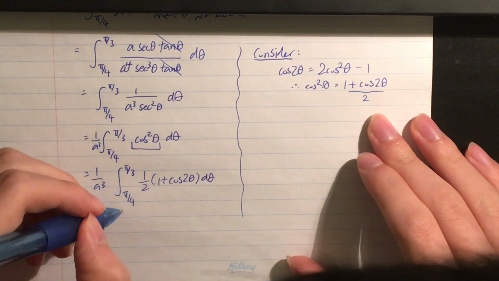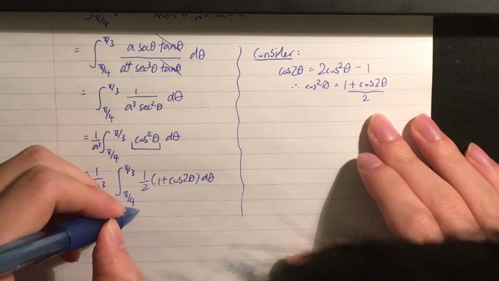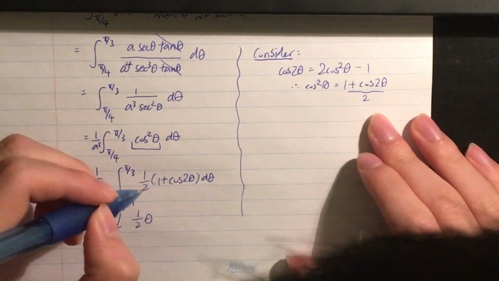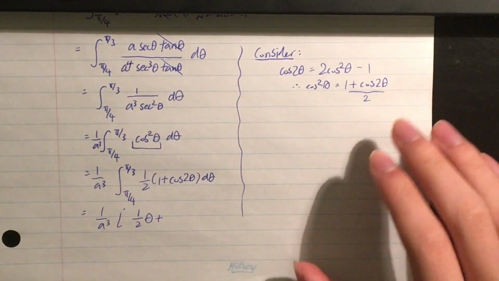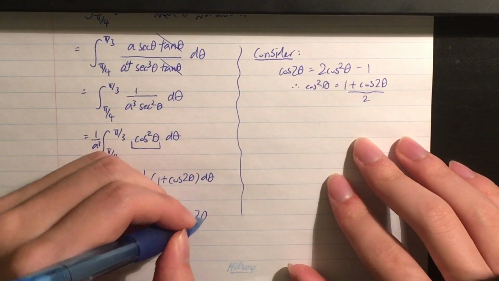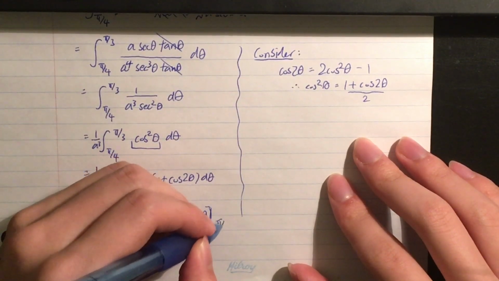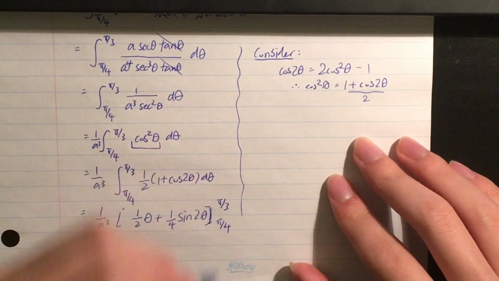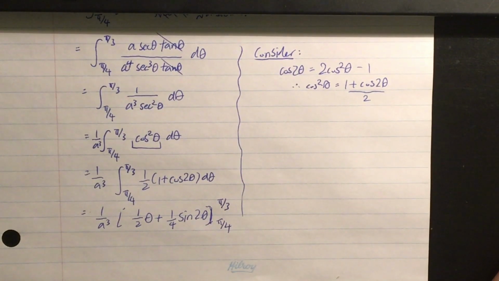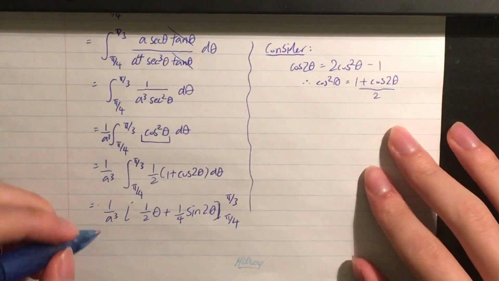So this becomes one half theta plus one quarter sine 2 theta. This is evaluated from pi over 4 to pi over 3. Okay, that is very, very nice. Now, well, what can we do? We just need to evaluate this.